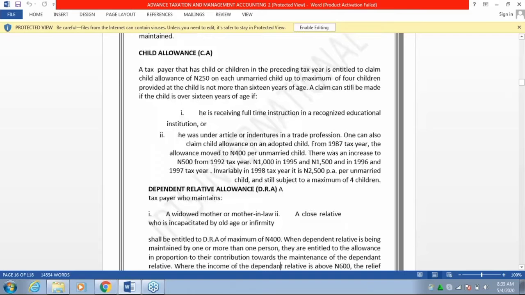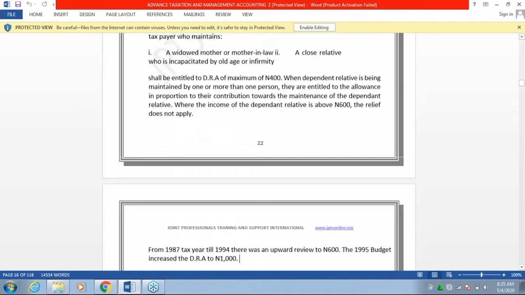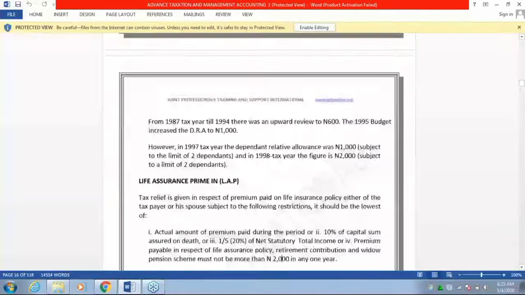Now, dependent relative allowance, we call it DRA. A taxpayer that maintains a widowed mother or mother-in-law, or a close relative who is incapacitated by old age or infirmity. They are regarded as dependent. They depend on such a person. Are you getting it?